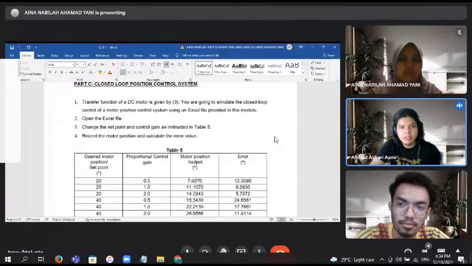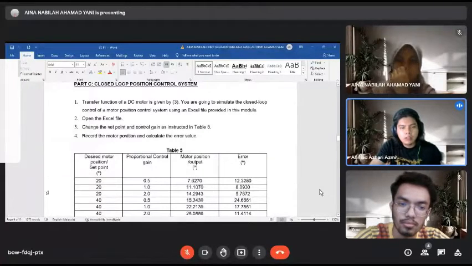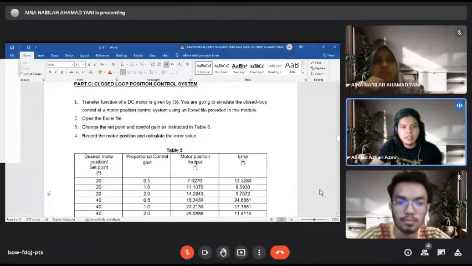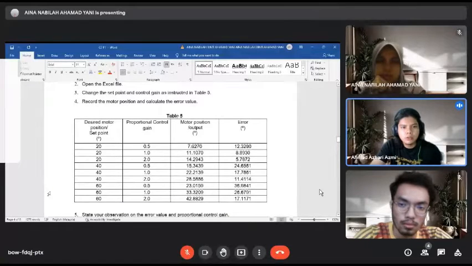I will present part C, the closed loop position control system. For this part, we were given a transfer function of a DC motor. We will simulate it by using the Excel file. Based on the table, we use the Excel file to simulate the result for the motor position, which is the output, and the error.